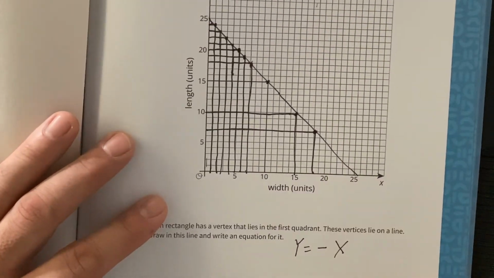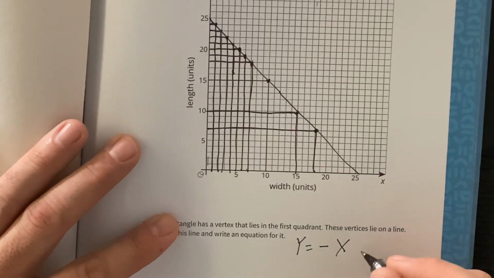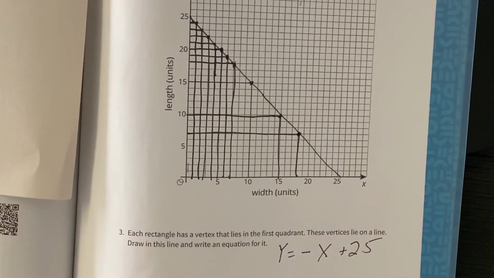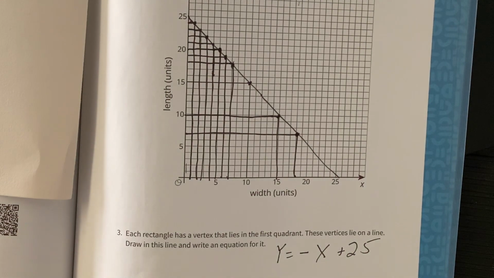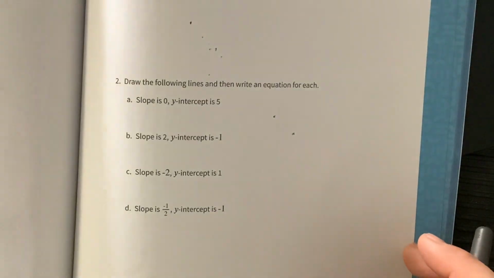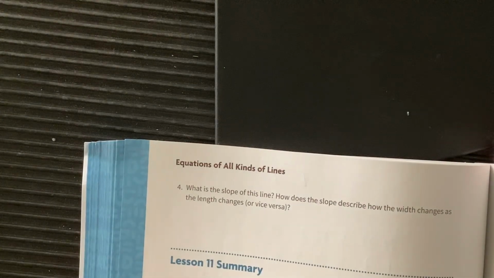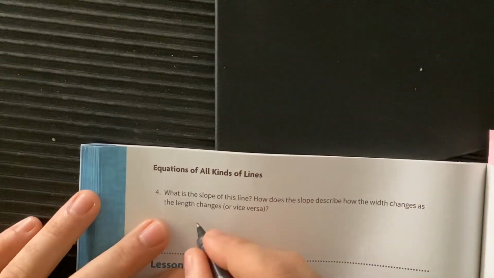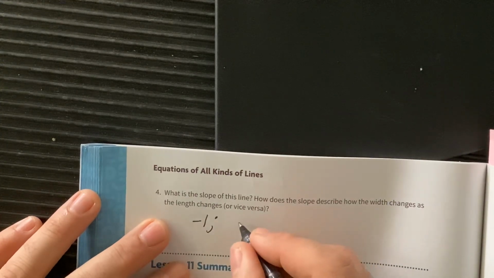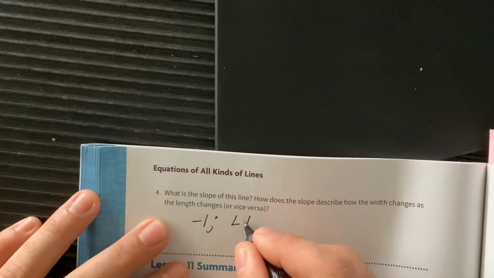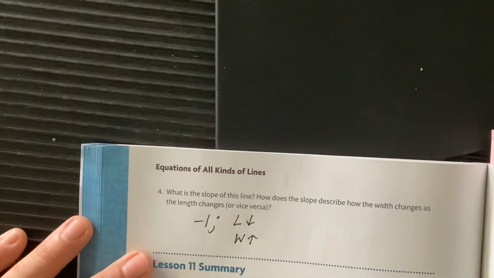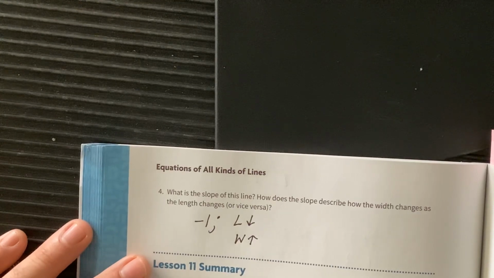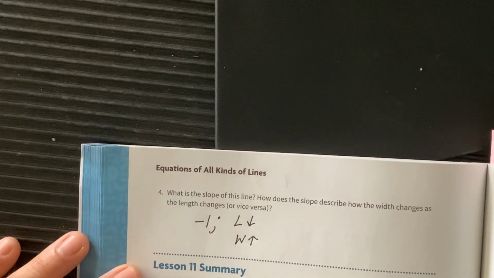What is the y-intercept? 25. So that needs to be part of my equation as well. So that's probably the most basic equation we could write. Slope of -1, y-intercept of 25. Question number 4. What is the slope of this line? We already answered that with our equation. It is -1. And why is it -1? Well, if the length goes down by 1, the width would go up by 1. -1 over 1. Down 1, right 1, down 1, right 1, down 1, right 1.